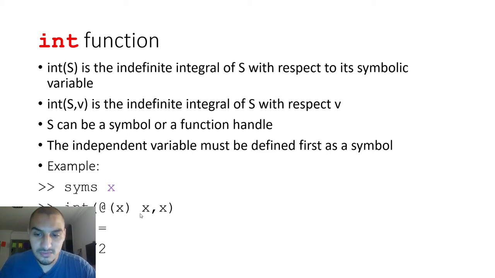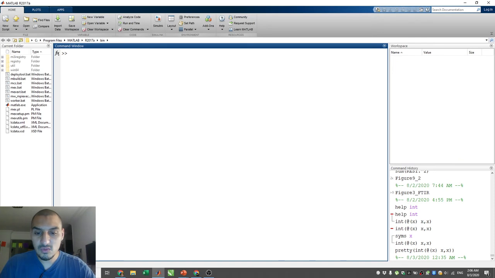So for instance, if you want to do the integration of x, this is what you would do. You cannot just put it as x without the at x thing. So this is the first part, which is the s, and this is the second part, which is the v, and we did syms x first, and then the answer will be x power 2 divided by 2. So now let's go to Matlab and see what we have here.